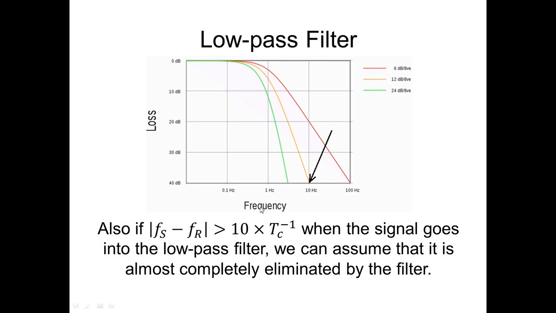This point corresponds to a frequency of 10 times 1 over the time constant. And as you can see, there is an attenuation of 40 decibels, which is equivalent to 99% loss of the voltage. Therefore, if our signal minus our reference frequency is 10 times 1 over the time constant hertz or more, we will assume that it is completely attenuated or completely lost to the filter.